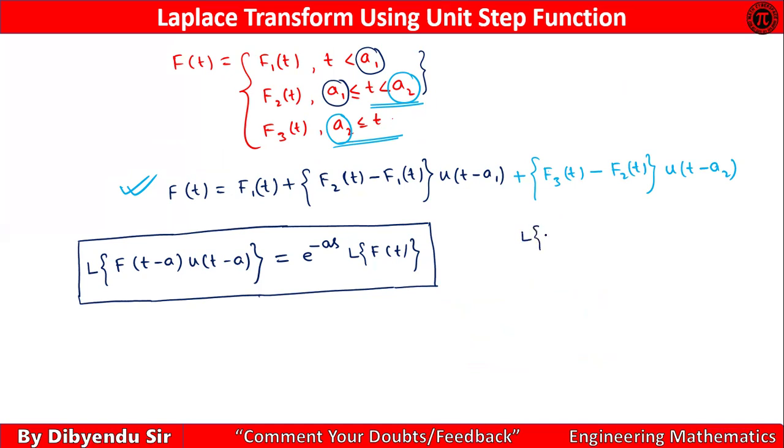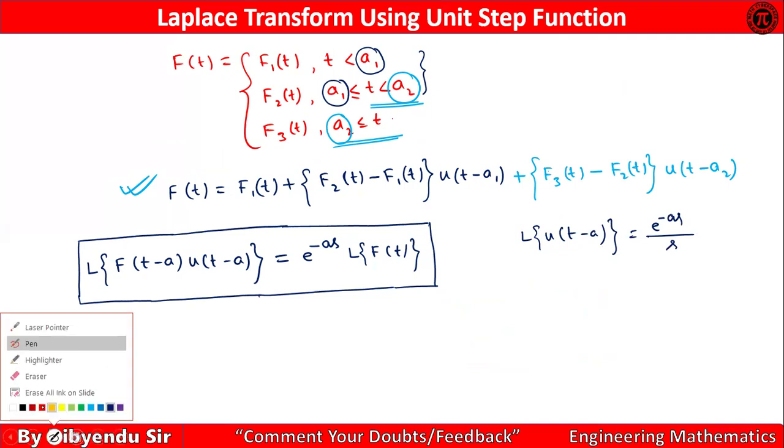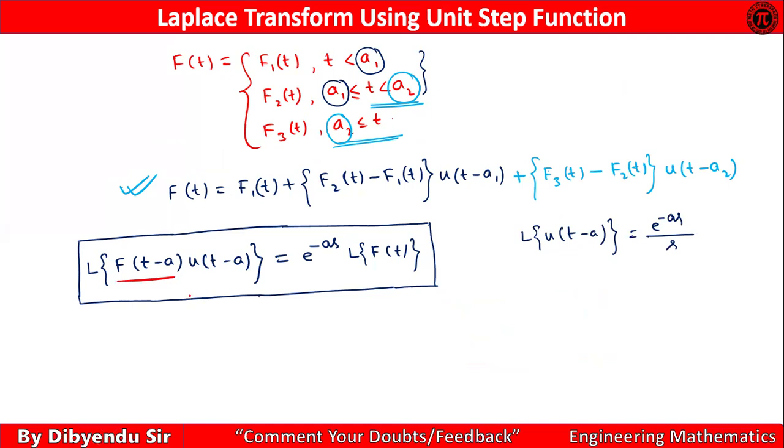How? Laplace of u t minus a equals e to the power minus as divided by s. Here, Laplace of u t minus a means f of t minus a equals 1. Yes or no? So you can see f of t equals 1. So the result is e to the power minus as Laplace of 1. And you know Laplace of 1 equals 1 by s. So you are getting e to the power minus as divided by s. This result. Clear now? So actually this is the original formula in unit step function.